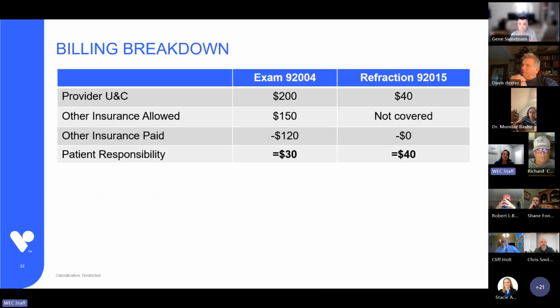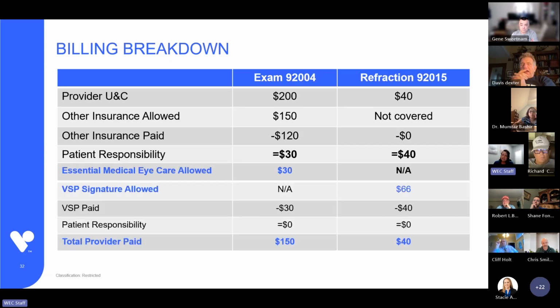You want to be able to use them and help the patient utilize them to reduce their out-of-pocket cost. So let's show how this works, okay? Same thing. This is the billing breakdown, and we're going to do a 92004, 92015. My usual and customary is $240 for that. Again, the allowed amount from Blue Cross Blue Shield is $150, and of course, they're not going to pay anything on the refraction. So same thing: they're going to pay $120 because the patient had a $30 copay. They're paying nothing on the refraction, and so the patient has $40. Again, $70 out of pocket at this point.